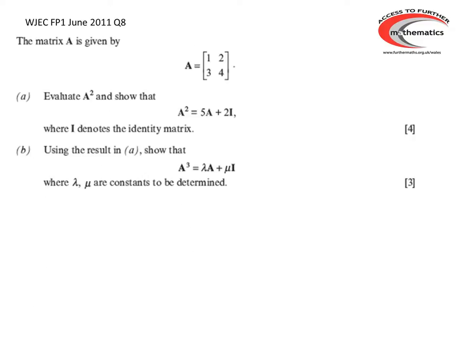So for the first one, we have a matrix given, and the very first thing we are asked to do is to calculate A squared. A squared is simply A multiplied by itself, so that's 1, 2, 3, 4 times 1, 2, 3, 4.